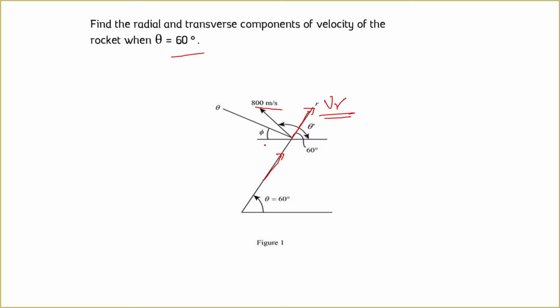And the transverse velocity is perpendicular to the direction of the radius vector. So as you can see, if you take 90 degree from here, in this direction, this is the direction which is perpendicular to the radius vector. So from here we can call it the transverse component of velocity. So now let's move forward.